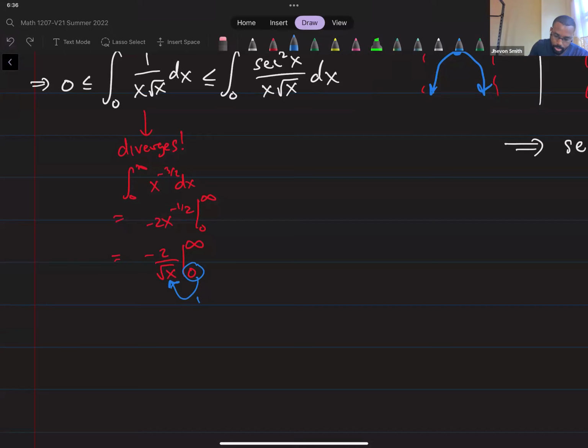It's undefined here. The limit diverges.